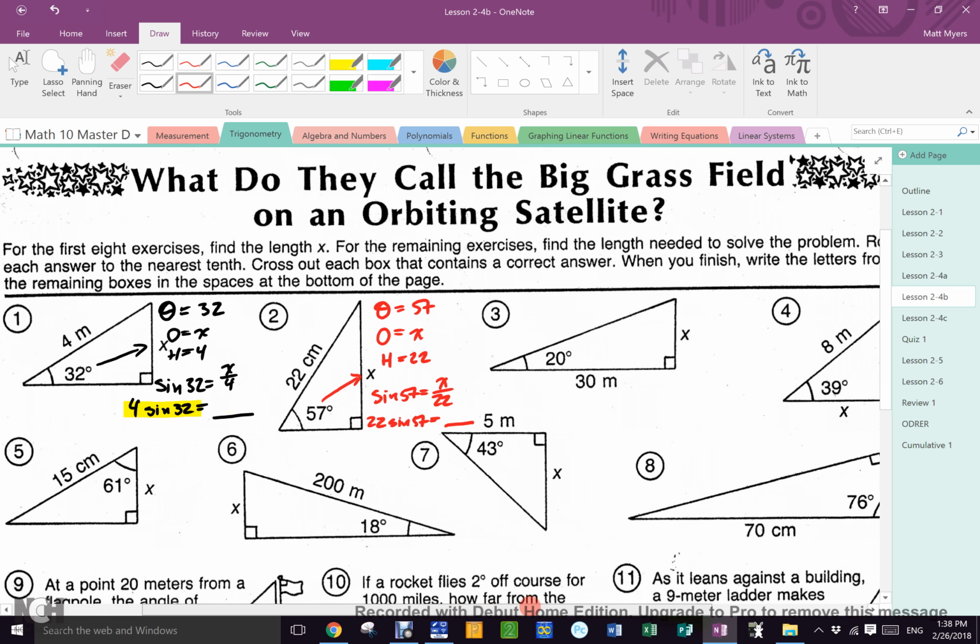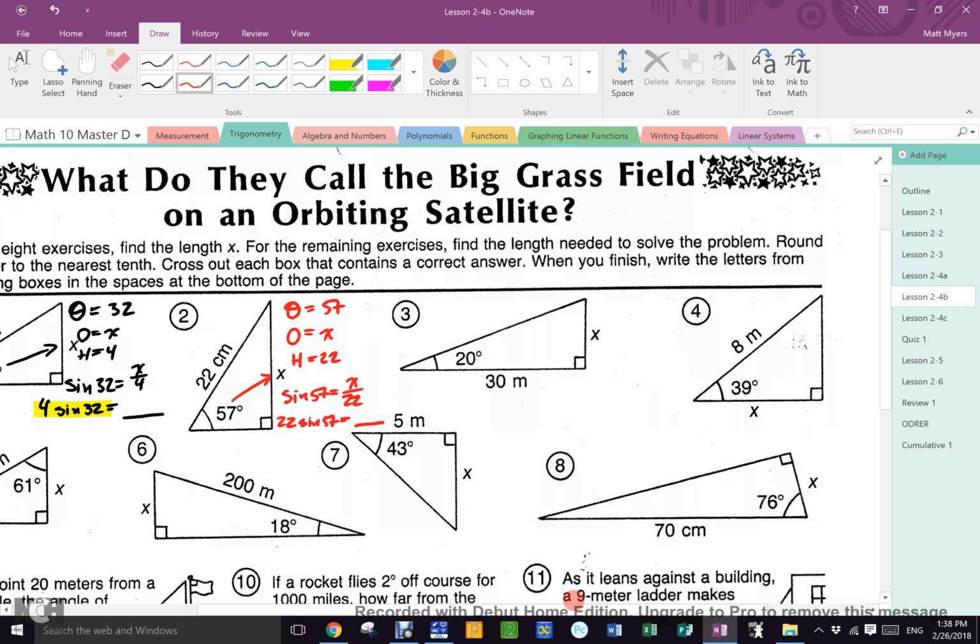And the third one, which is the last one I'm going to do with you. Do I have a theta? 20. Now I name my sides. I got an O and I got an A. What uses OA? Tan 20 equals x over 30. So 30 tan 20 equals.